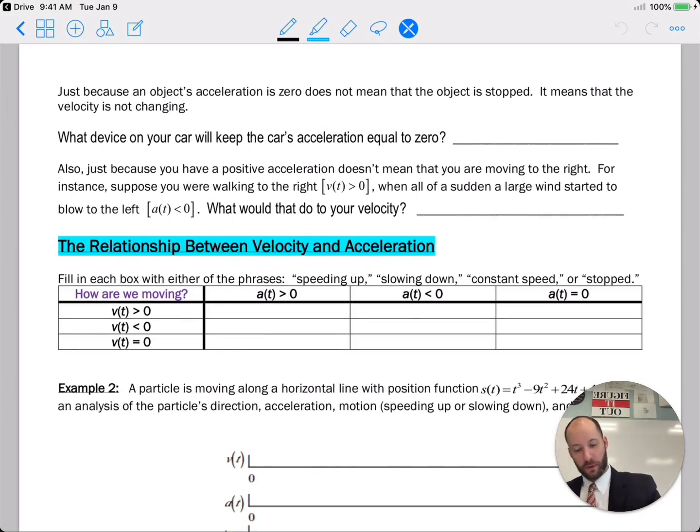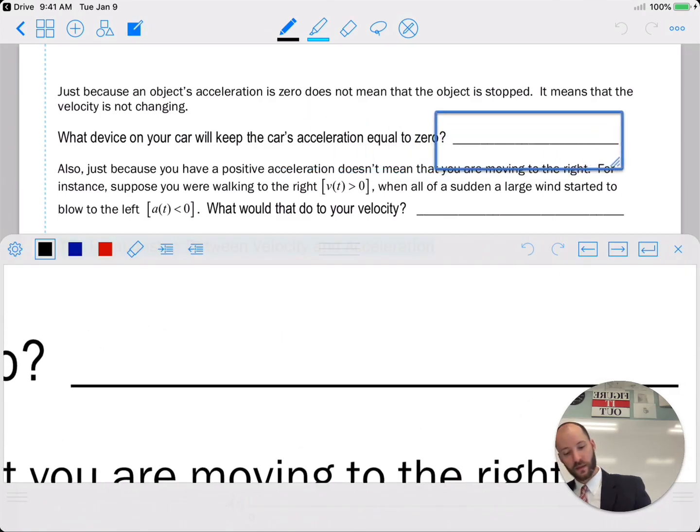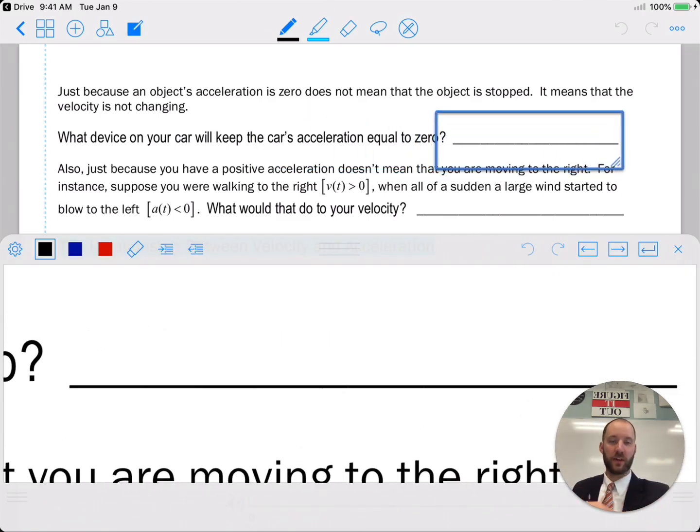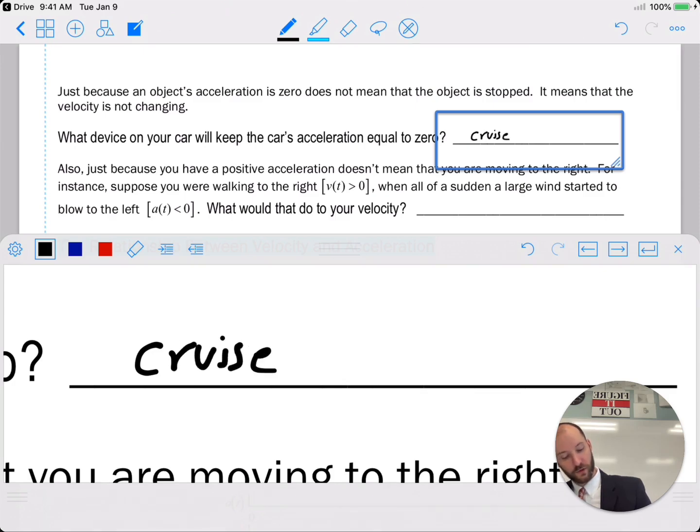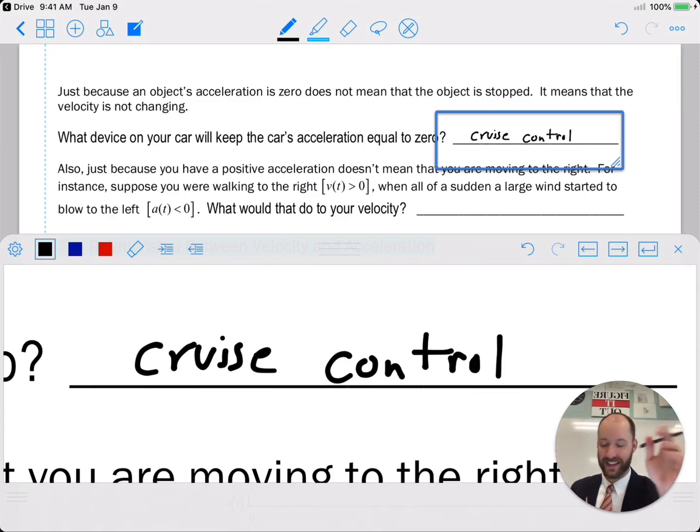So it's important to remember, an object's acceleration being 0 does not mean the object is stopped. It's just not moving faster or slower in one way. If you want to go at the same speed on the highway or a straight stretch of road, you would use the cruise control, which the first two cars I drove did not have, so I really like it, okay? For those long drives, set it and you're going. You won't slow down, you won't speed up.